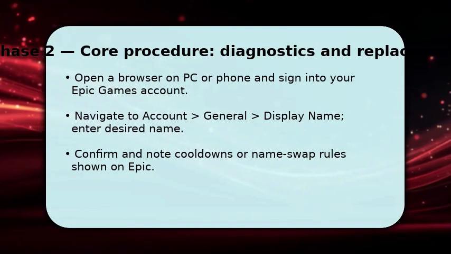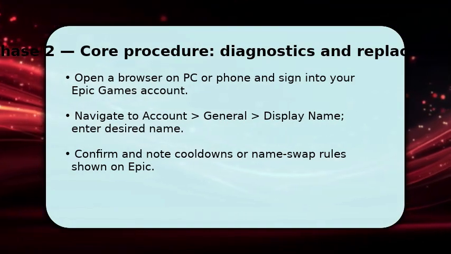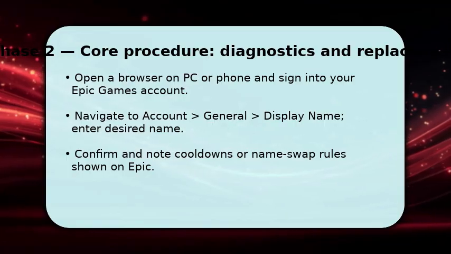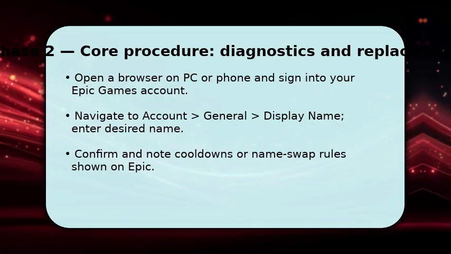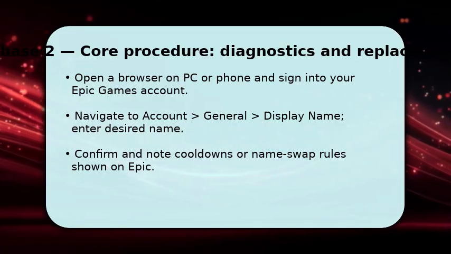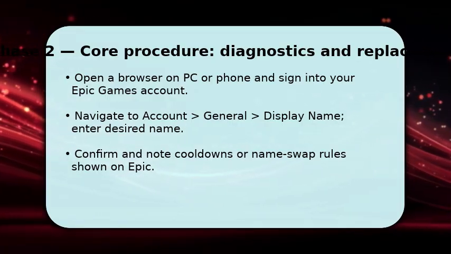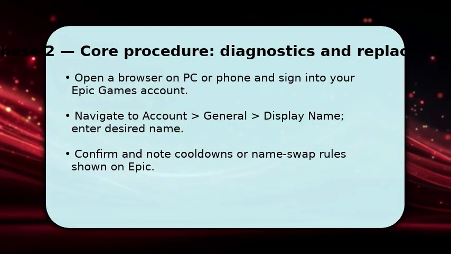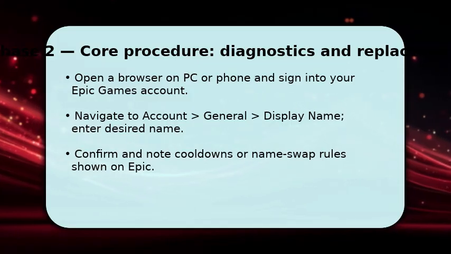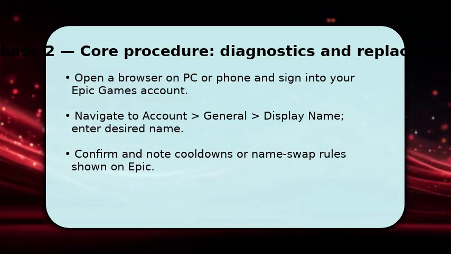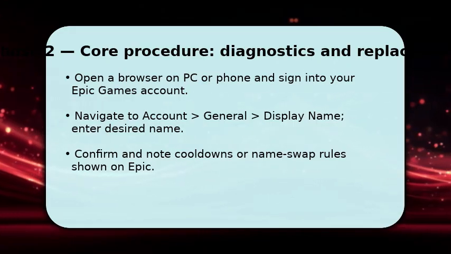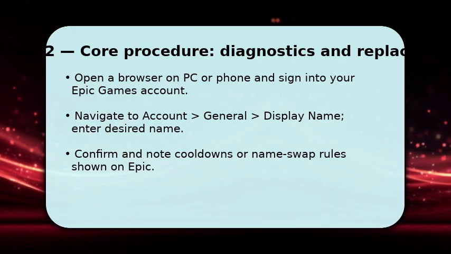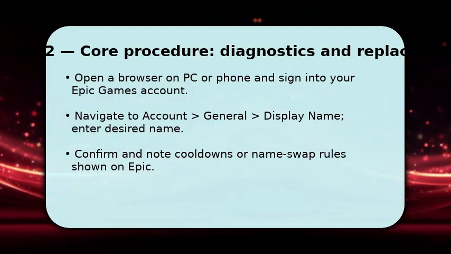You'll change your Fortnite name on the Epic Games account website because Xbox uses that display name for Epic-linked users. Sign into Epic in a browser, go to Account then General, find Display Name and type the new name. Make sure it follows character rules and isn't taken. Epic will show errors immediately. Once you confirm, Epic applies the change, and you'll see notes about cooldowns or free name swaps, so read them, because they affect how quickly you can change the name again.